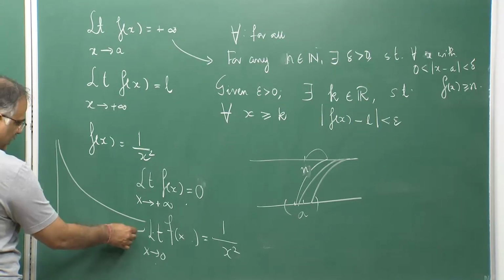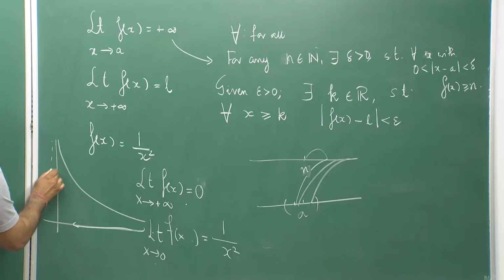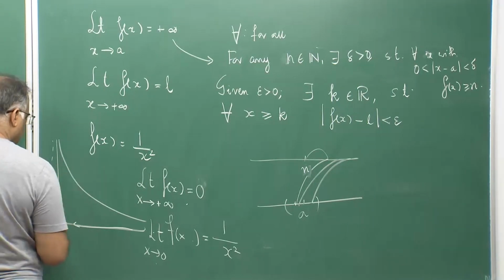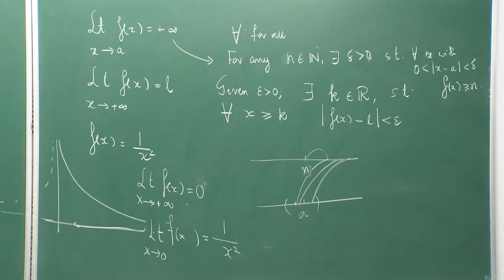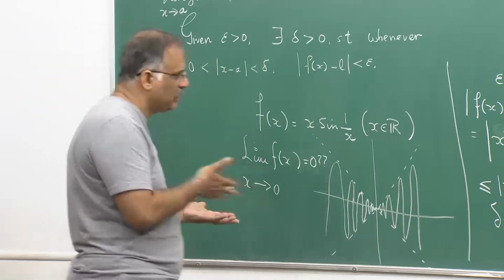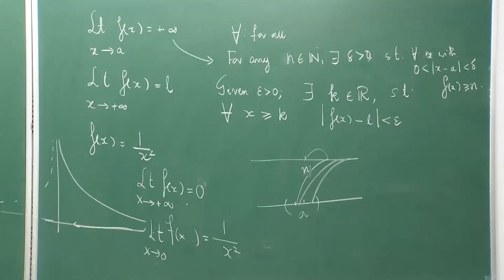So here you see as you come towards 0, and if you write 1 by x square, the other part of the graph is here. So if you come to 0 from this side also, as you come nearer and nearer, the functional value is blowing up. So these are the various ways a function can approach a limit as x goes towards either infinity or towards a finite number.